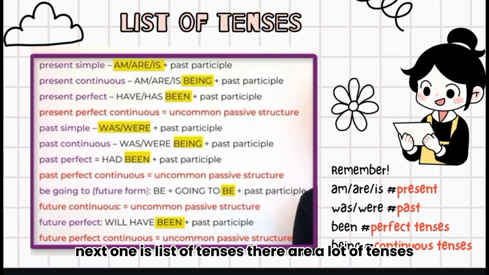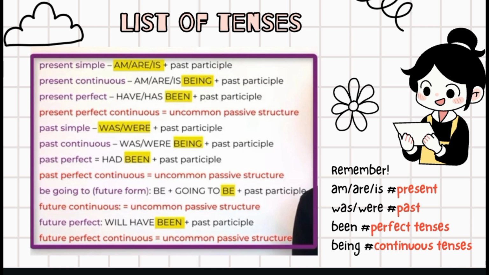Next one is list of tenses. There are a lot of tenses, so I give you some. There are so many differences, like when we use present simple we use to be am, are, is, and when we use continuous we need to add being, and when it's present perfect we need to use have, has been, and then so on. So remember, am, are, is are used for present, was and were for past, been for perfect tenses, and being for continuous tenses.